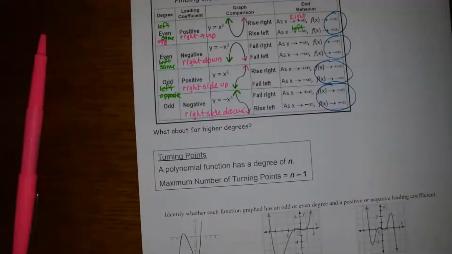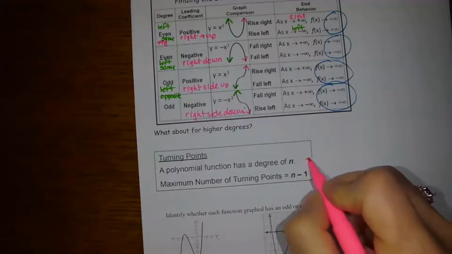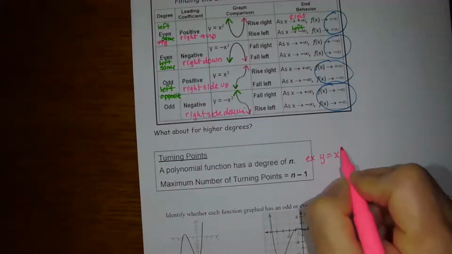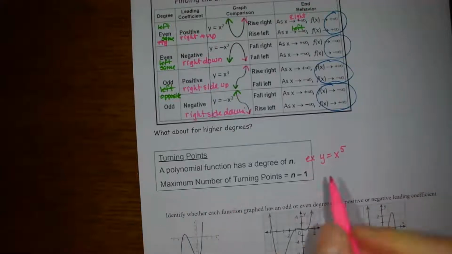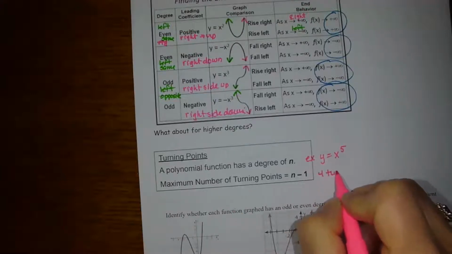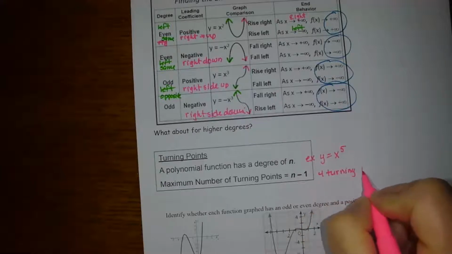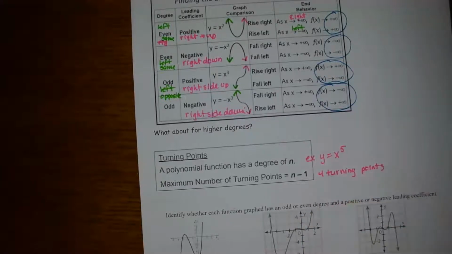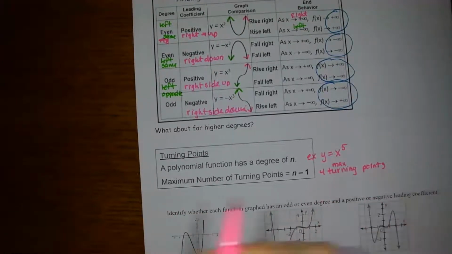Turning points. A polynomial function has a degree of n, let's say x to the 5th. That means it's going to have n minus 1 turning points at most. For example, y equals x to the 5th has at most 4 turning points. Now, does it have to have 4? Can it have less than 4? Yes, it can have less than 4. This tells you the maximum. The most it can have is 4.